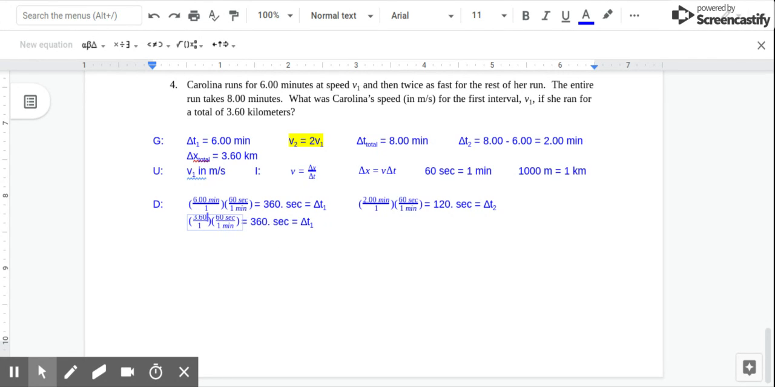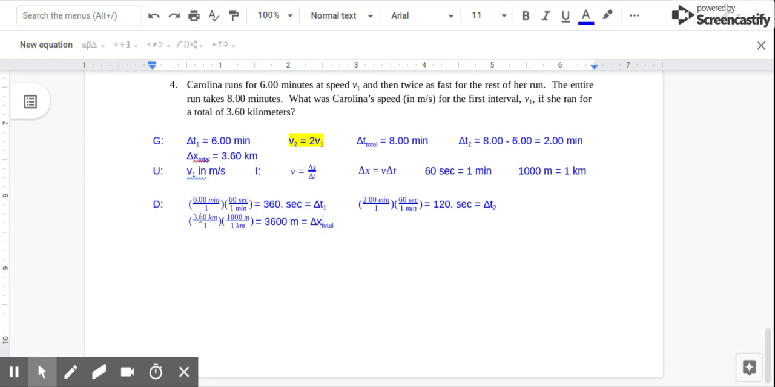So 3.60 km, and then the conversion factor is going to be 1,000 meters over 1 km. So the kms and the kms cancel out. So we do 3.60 times 1,000. So here's the issue here. 3.60 times 1,000 is 3,600 meters. So our change in X total is 3,600 meters.